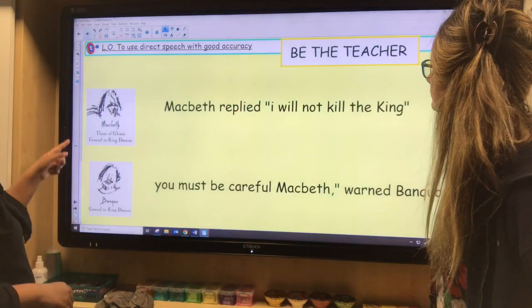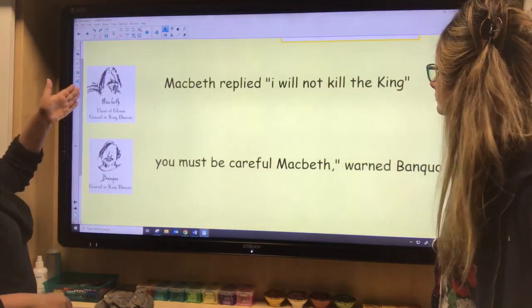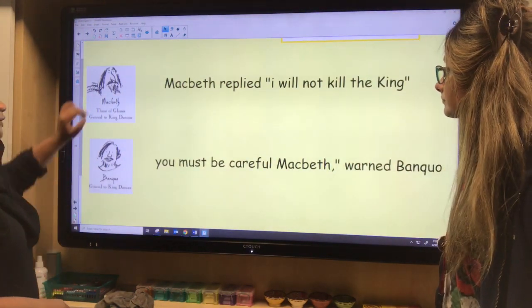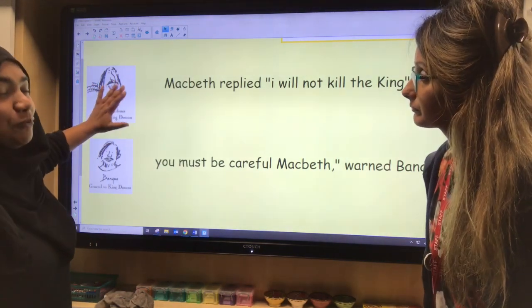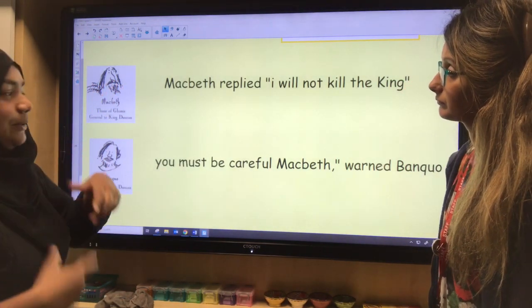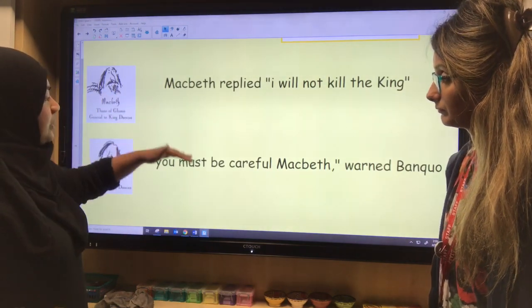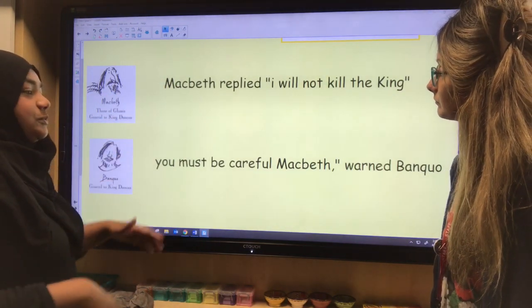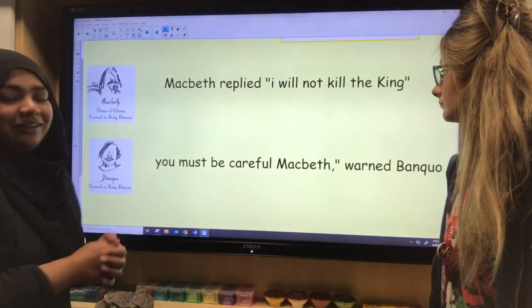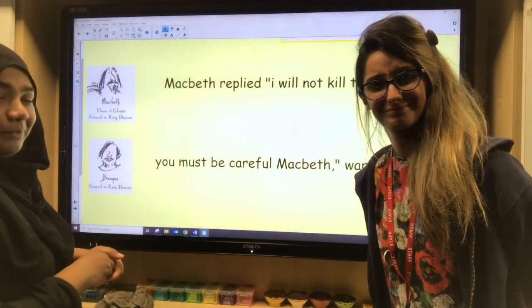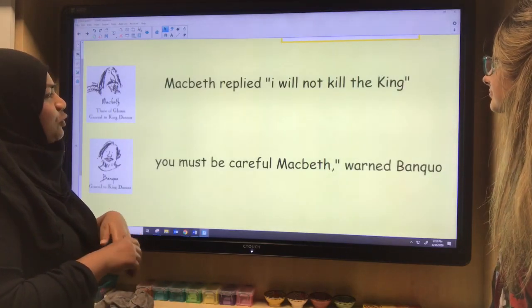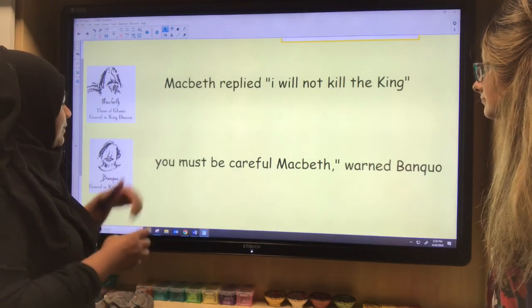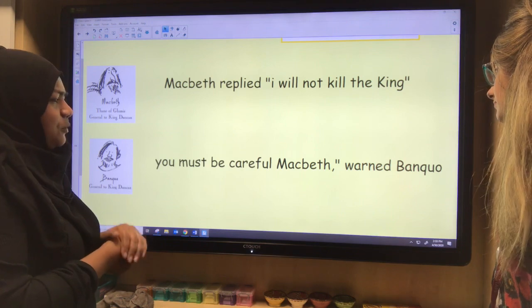So, be the teacher. We've got Macbeth here and we've got Banquo here. We know that these two are very close friends, or they begin by being really close friends and then things happen. And we've got two sentences here which Mrs. Gale has quite kindly written. They may not be accurate, so let's see. Macbeth replied, I will not kill the king. And then Banquo says, you must be careful, Macbeth, warned Banquo.